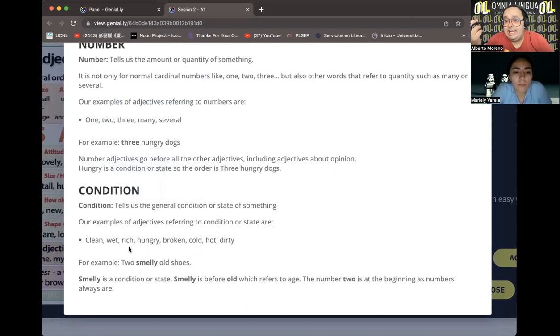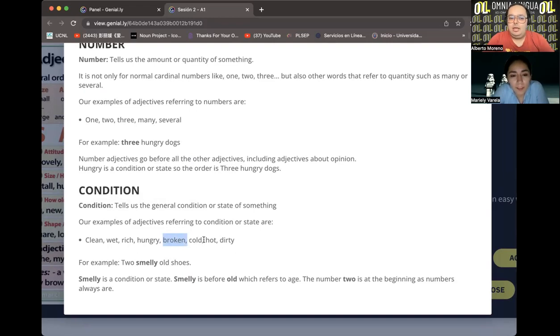Rich, pues rico, de dinero. Si es de sabor, es savory, pero ahí entra en otra categoría. Es de opinión. Hungry, hambriento, mucha hambre. Broken, roto, quebrado o también bancarrota, es decir, sin dinero, en el sentido figurado. I'm broken, estoy sin dinero.